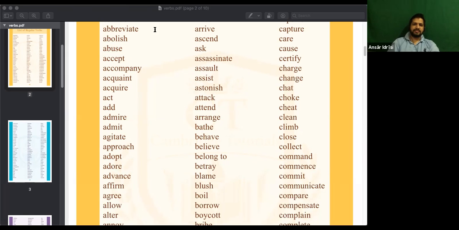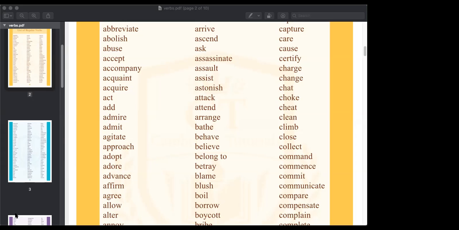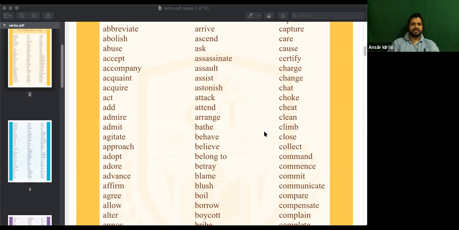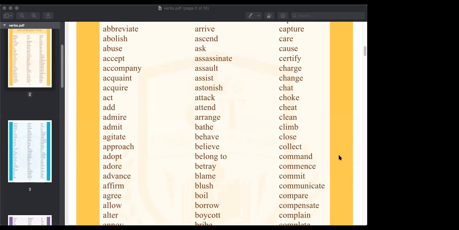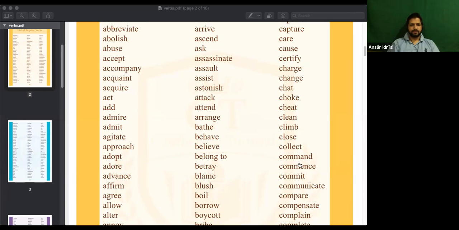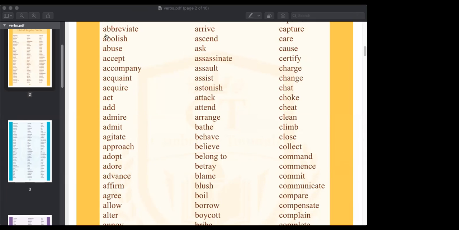Very good. Next. She used to pray. She used to communicate. Did she used to pray? Did she used to communicate? She didn't used to pray. She didn't used to communicate. Pray. Communicate. Next. He used to borrow. Did he used to borrow? He didn't used to borrow. Borrow. Next. He used to admire.